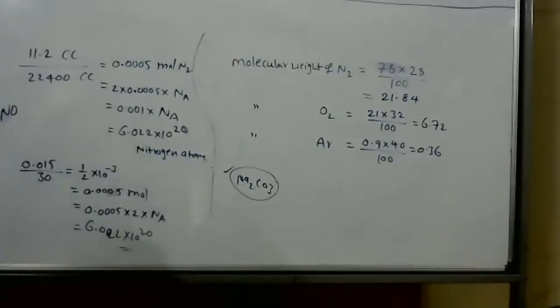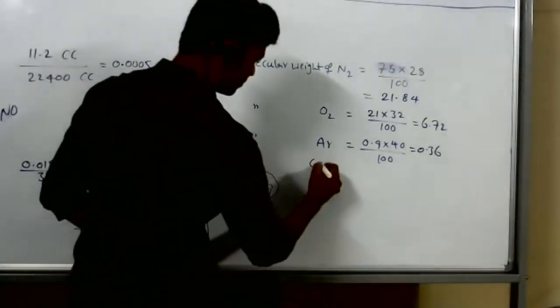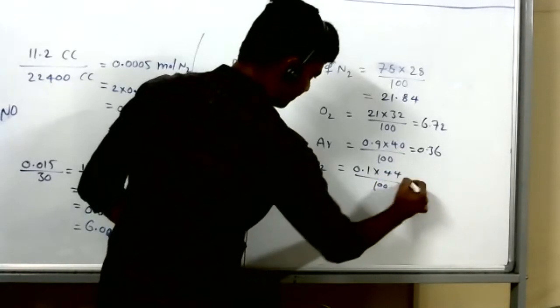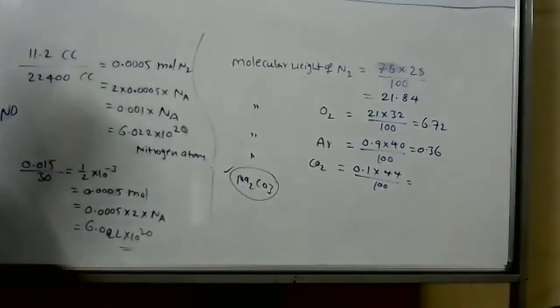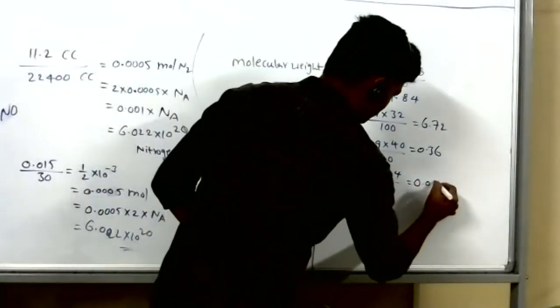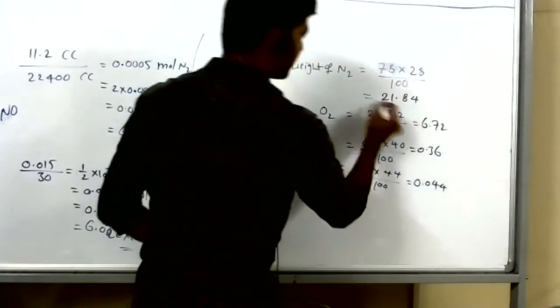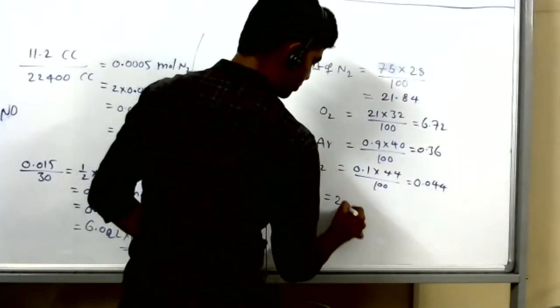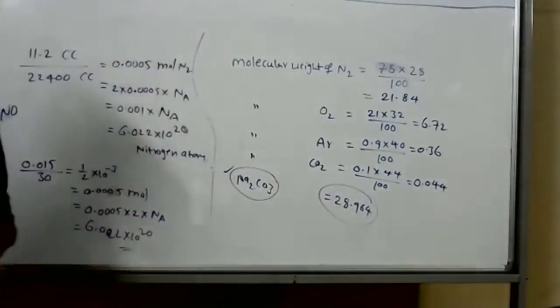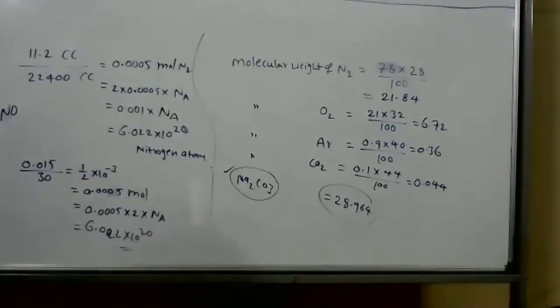Last one, carbon dioxide: 0.1% carbon dioxide, and this one is 0.044. Now add all four values. That gives 28.964. So the correct option is Option C. Yes, 28.964, option C is correct.